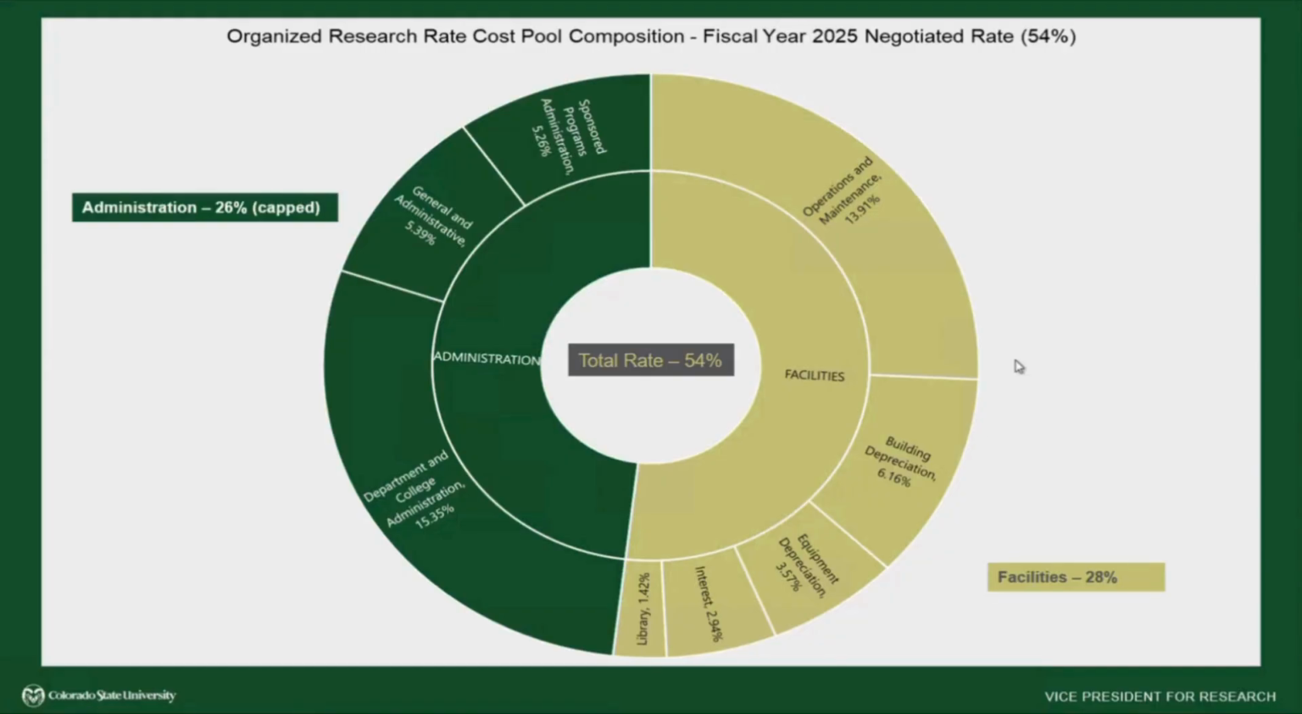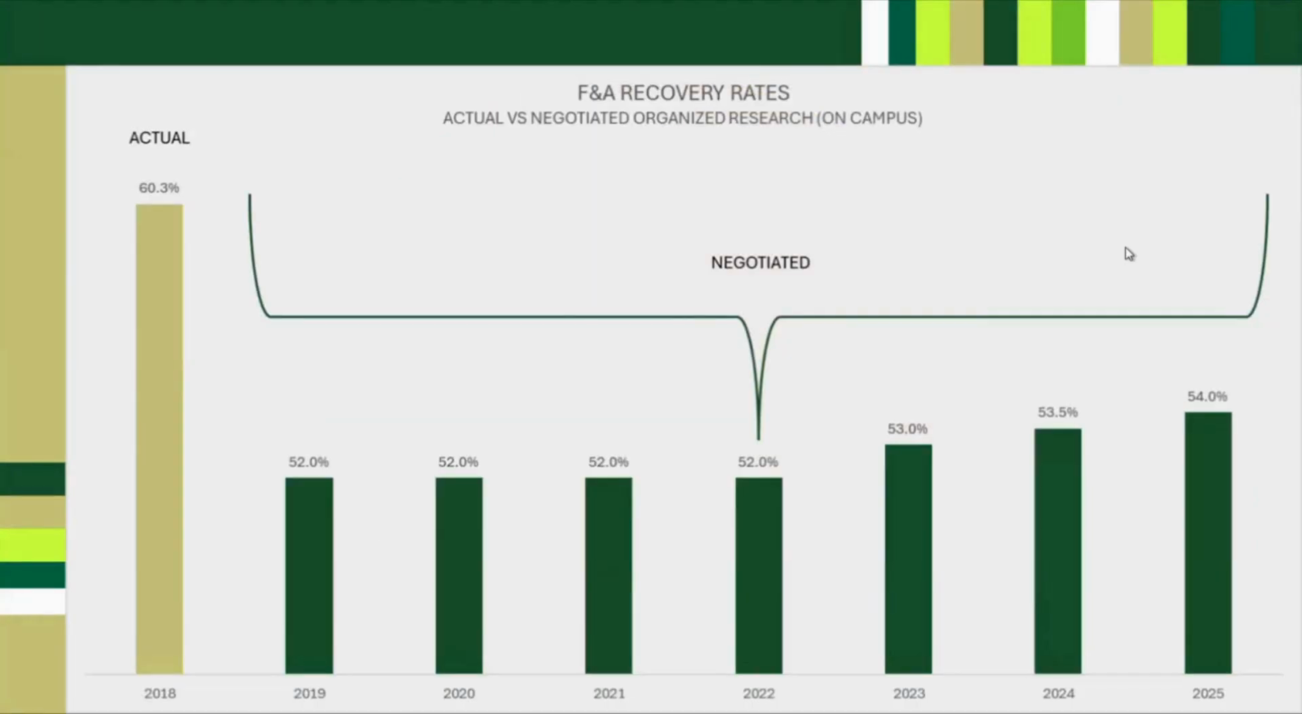And this is just another visualization, by a percentage basis as opposed to a dollar basis, of what makes up the rate, the negotiated 54% rate. So again, the biggest part is facilities, and the biggest part of facilities is O&M. Admin, the biggest part of admin is department and college administration.